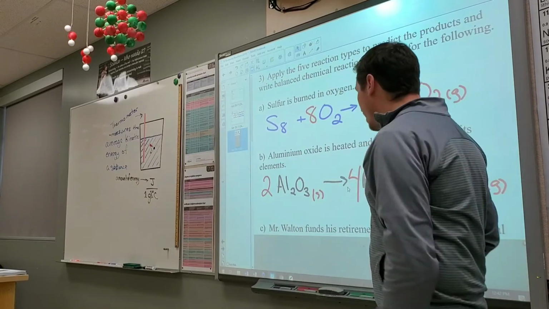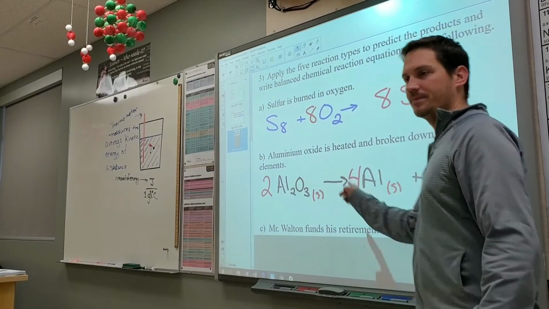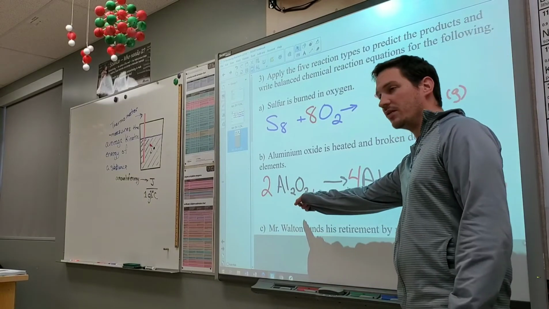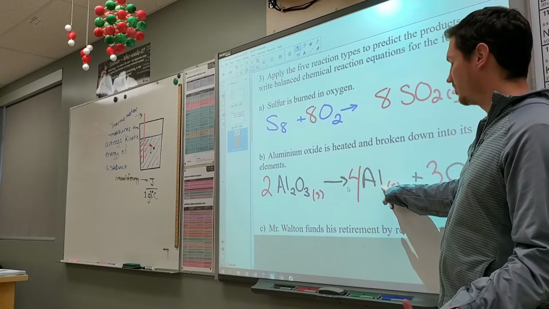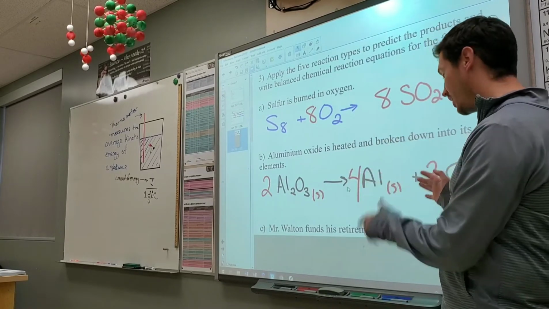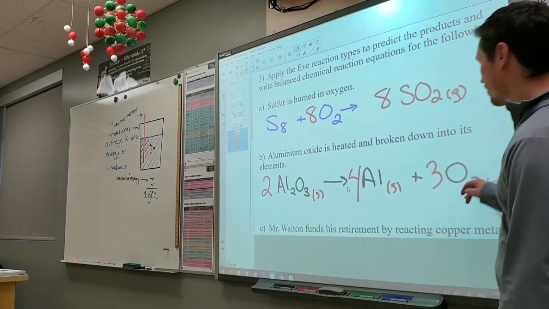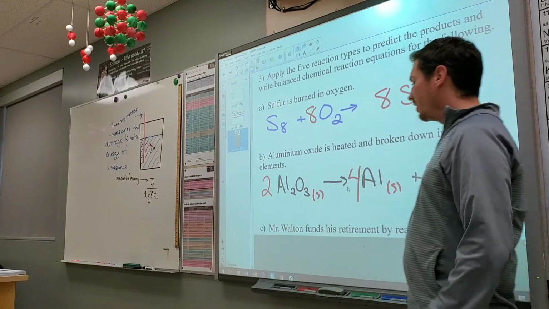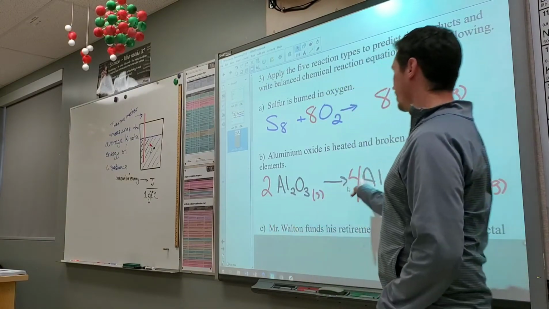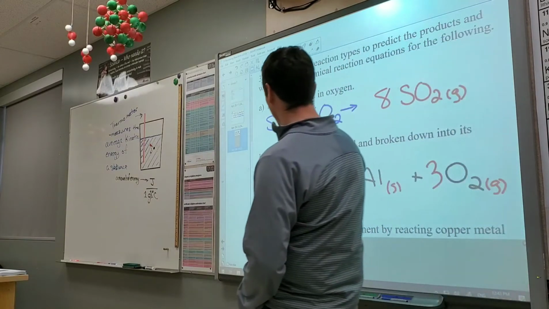Which one of these is the most complicated substance? So the first one, right? And I'm not going to do aluminium first because it's the simplest one, right? So let's do oxygen. So we've got groups of 3 over here and groups of 2 over here. So we just need 3 and 2. And then that means we've got 4 aluminums. No problem. It's all good.